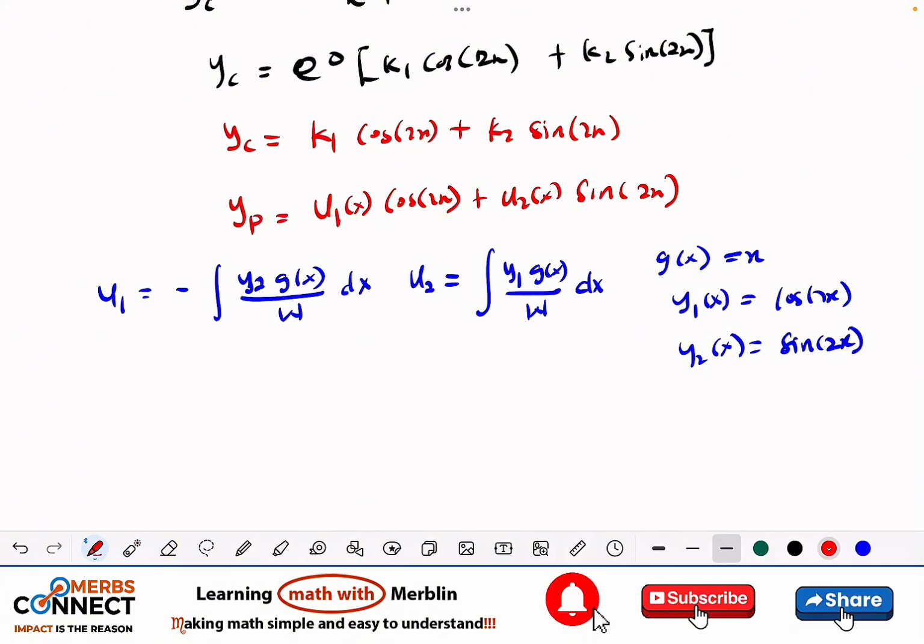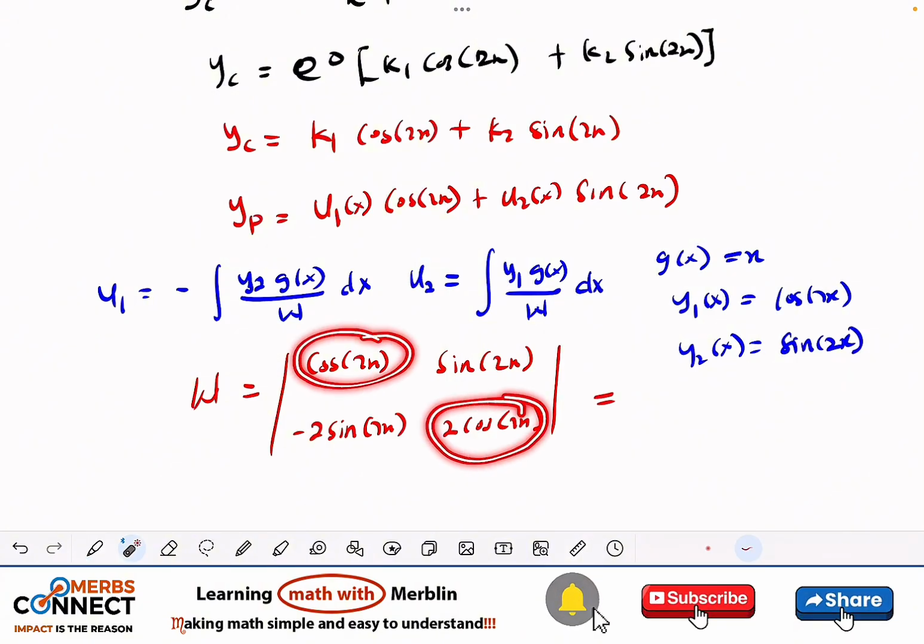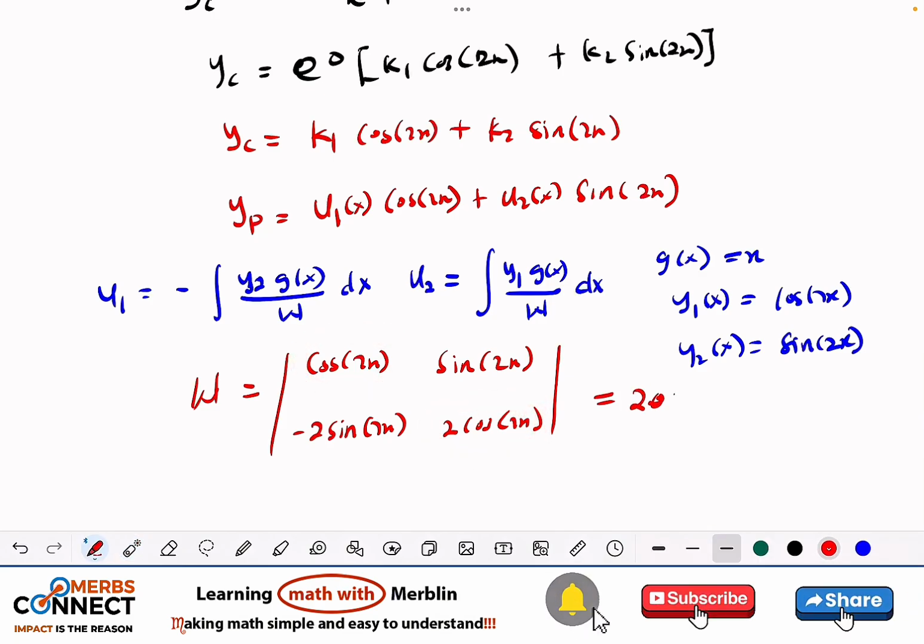So let's find the Wronskian. The Wronskian is equal to y1, which is cos 2x, y2, which is sin 2x. And then when I differentiate this, I get minus 2 sin 2x, and this is going to be 2 cos 2x. So let's multiply. This times this is going to give us 2 cos squared x, and then this times this will be minus. So minus minus will be positive. So this one's also 2 sin squared x.